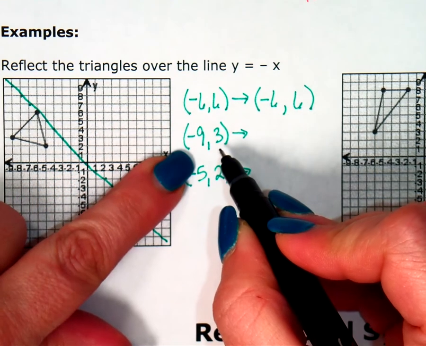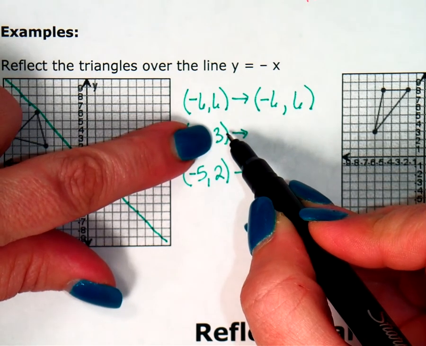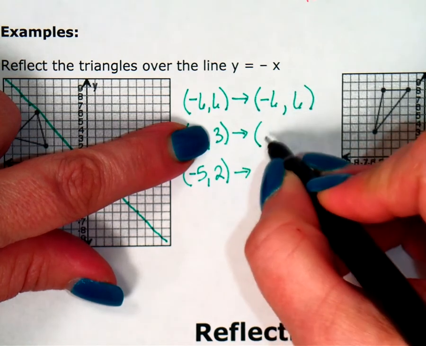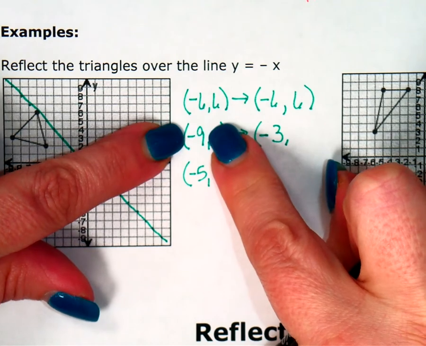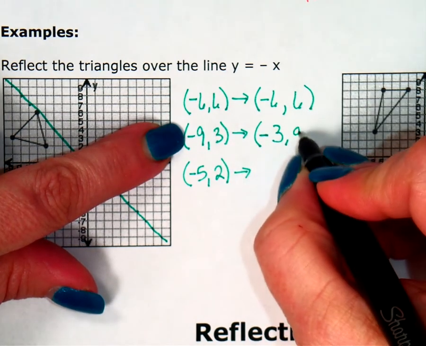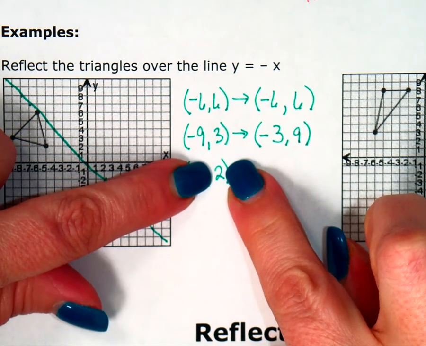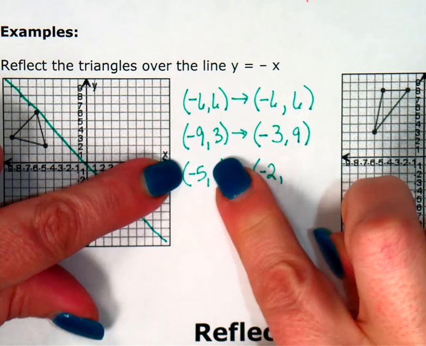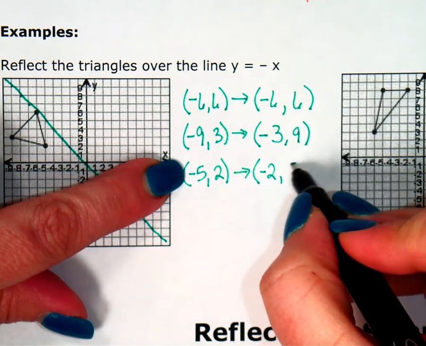When I look at my next point, again, I'm going to do the same thing. I'm going to look at my y value, and that's going to move to the x position, but I want the opposite of y, so I'm going to have negative 3. And then I want the opposite of the negative 9, that's going to be a positive 9. Okay, then here the opposite of 2 is negative 2. And then here the opposite of negative 5 is a positive 5.